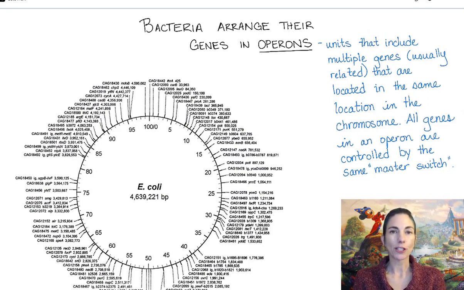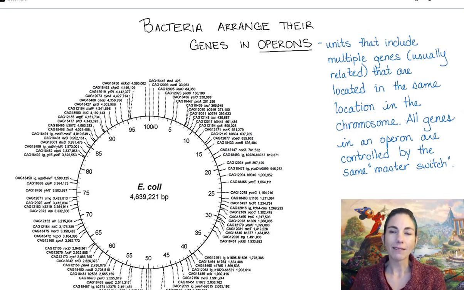The previous lecture focused on eukaryotes. Here, we look at how bacteria or prokaryotes do it. So prokaryotes take a more simplistic approach. Like eukaryotes, there are usually multiple genes that need to be turned on in order to achieve some outcome.